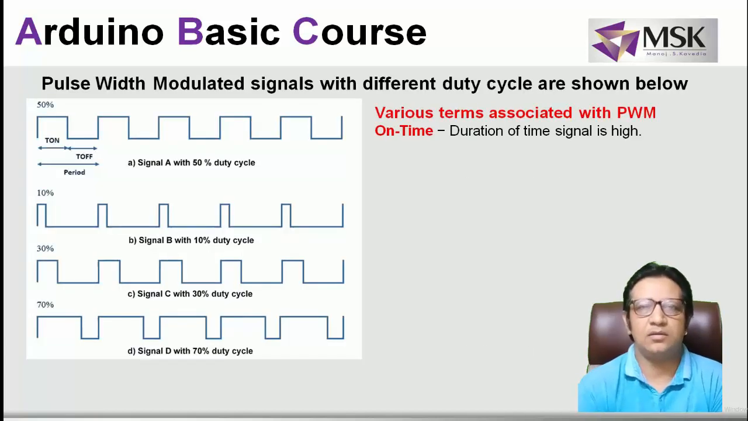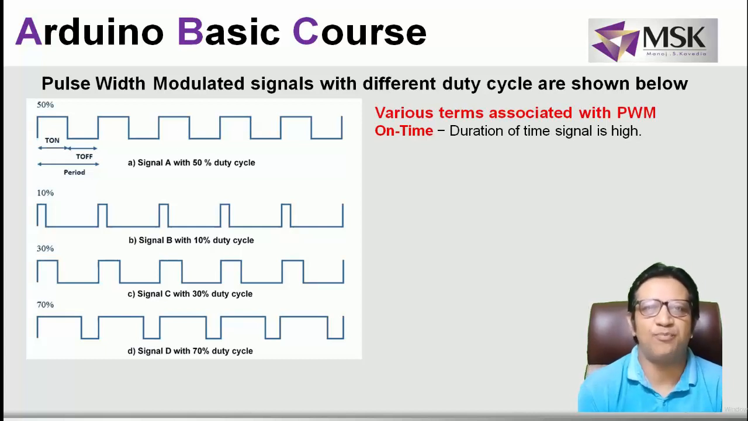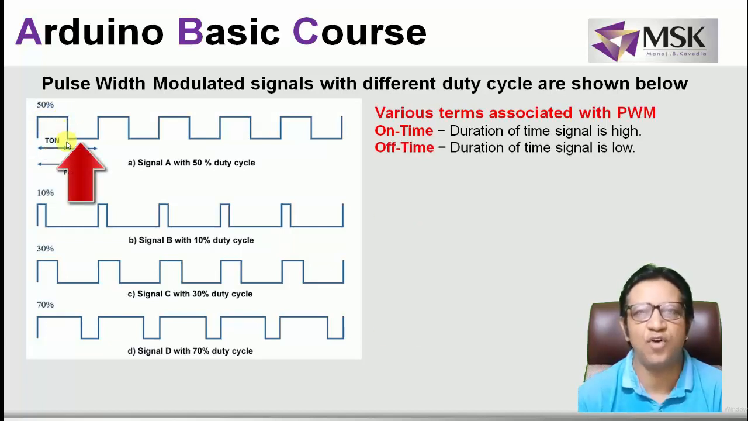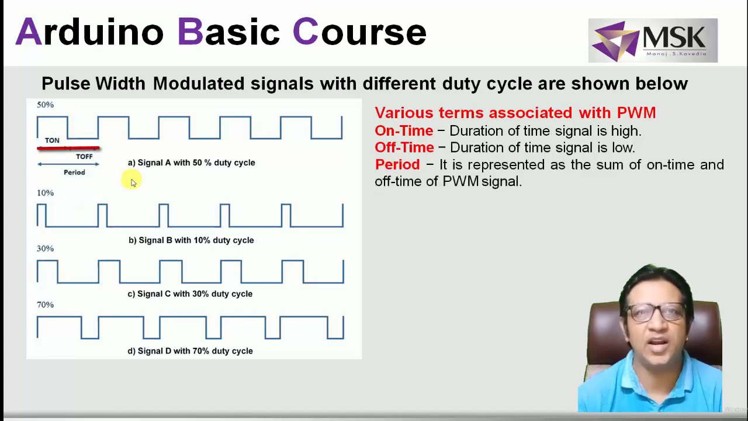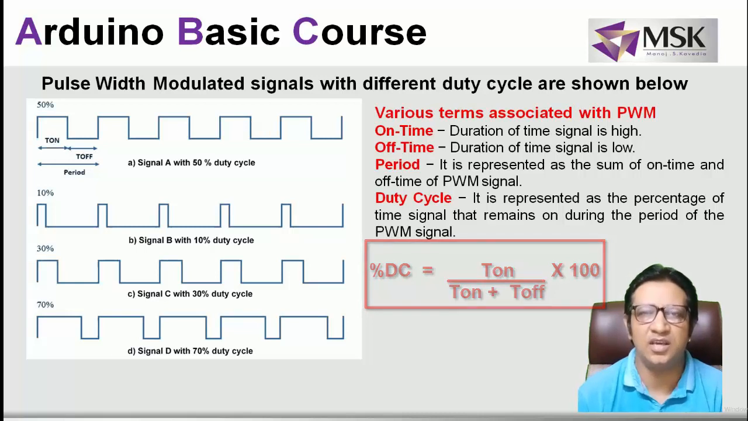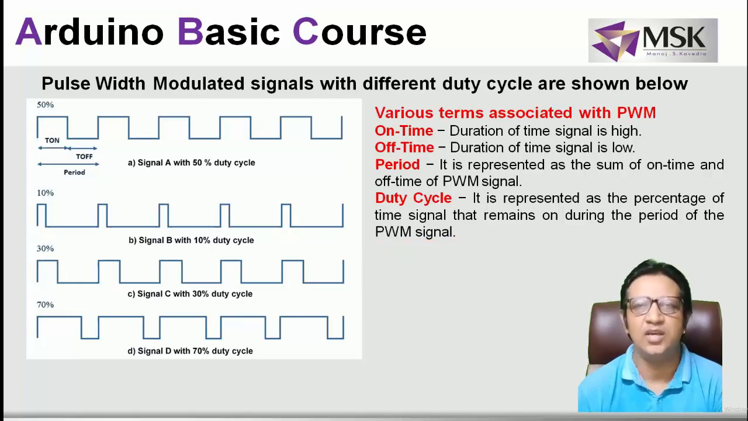So again we can see the terms of PWM. First is on time. On time means the duration for which the voltage is high, as I've told you. Second is off time. Off time is the duration for which the signal is low. Third is period. Period is the total time period, that is T on plus T off. Next comes duty cycle. Already I've told you duty cycle is the T on time divided by the total time T into 100 if it is percentage duty cycle.